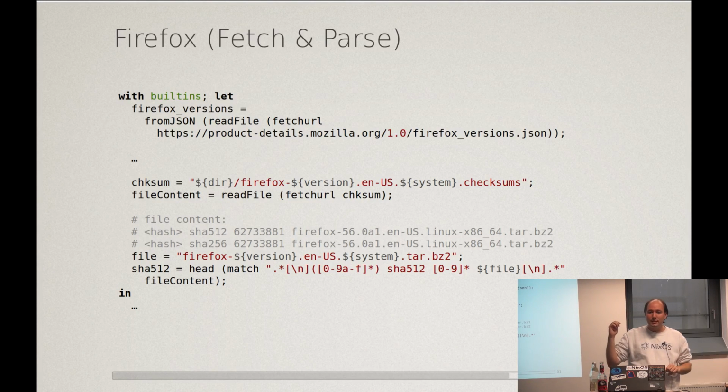So the way the firefox-overlay works is basically looking at this file, extracting the hash and the binary name, and then generating a derivation which is like, okay, now your sources are fetchurl with a SHA and a name, and that's all.